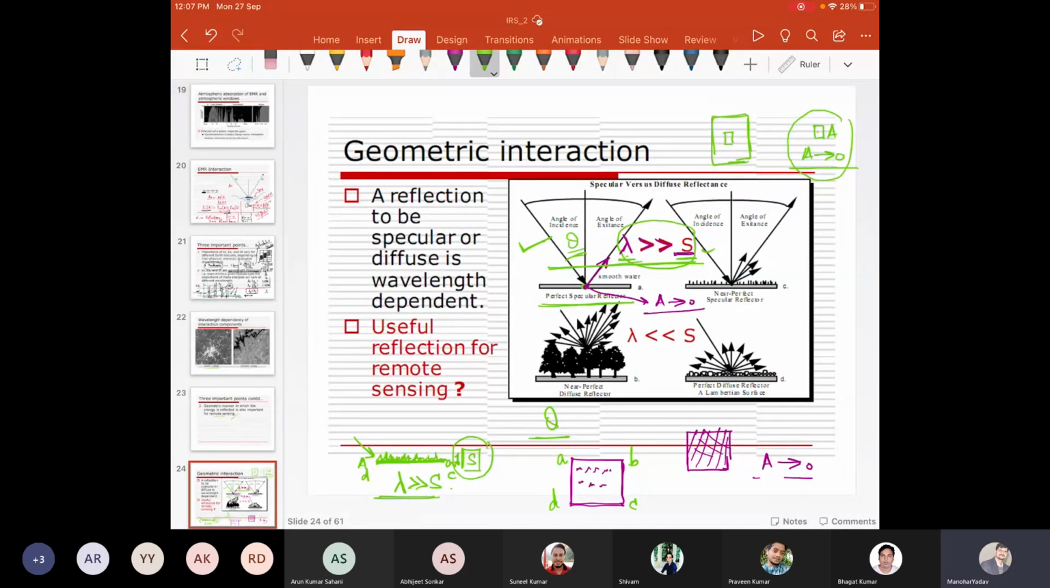If the wavelength is very large compared to surface roughness S, then what type of reflection do we get? Specular. What do you mean by specular reflection? It means the surface is like a mirror. Correct. And the angle of reflection is equal to the angle of incidence.